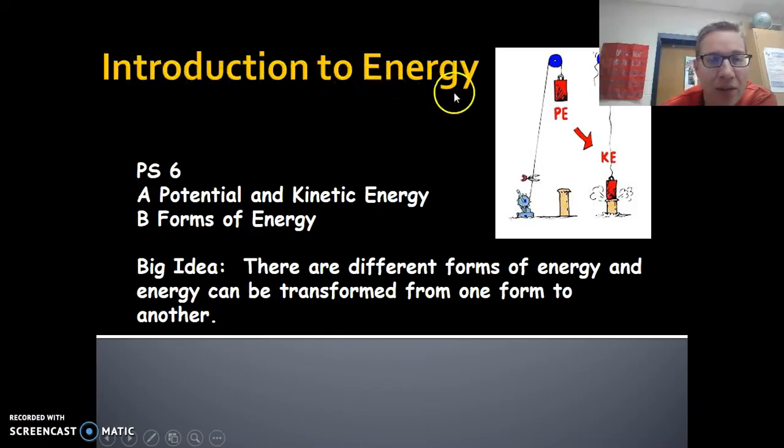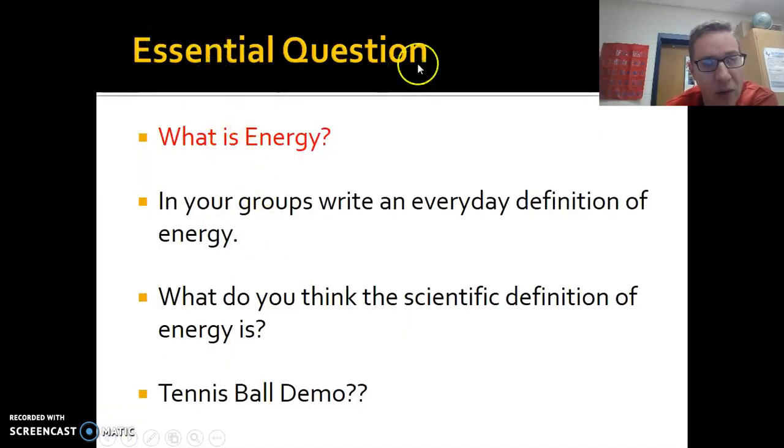It's Introduction to Energy, and it's PS6, A, Potential and Kinetic Energy, and we're going to talk about forms of energy. So the big idea here is there are different forms of energy, and energy can be transformed from one form to another. So the essential question on your Cornell notes is going to be, what is energy? So write anything that's in red, and that's what gets on your Cornell notes.